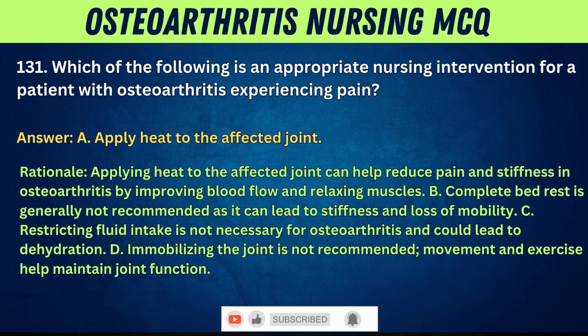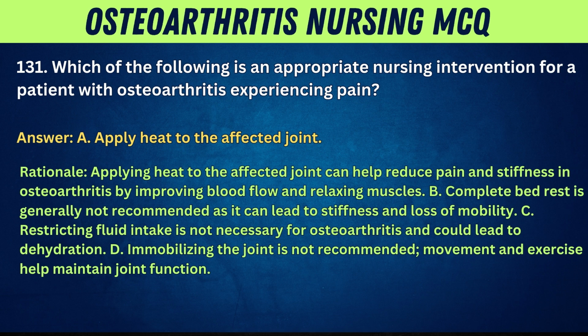Rationale: applying heat to the affected joint can help reduce pain and stiffness in osteoarthritis by improving blood flow and relaxing muscles. B. Complete bed rest is generally not recommended as it can lead to stiffness and loss of mobility. C. Restricting fluid intake is not necessary for osteoarthritis and could lead to dehydration. D. Immobilizing the joint is not recommended. Movement and exercise help maintain joint function.